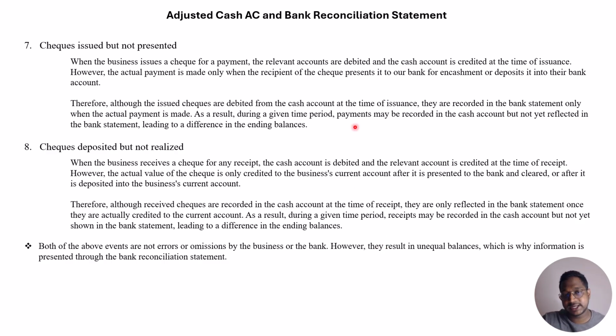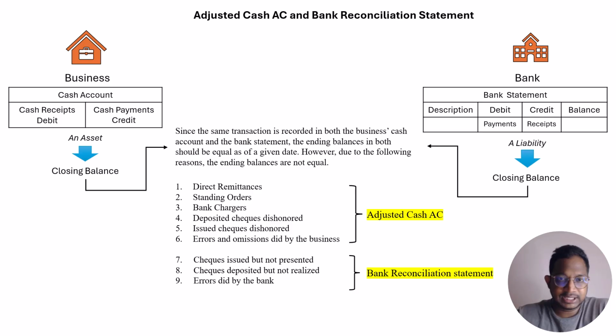Let's move back to the next slide. So here again is the first slide: cash account and bank statement. The closing balances should be equal to each other, but because of these reasons, they are not equal, right? We already discussed the reasons one by one: direct remittances, standing orders, bank charges, deposited checks dishonored, issued checks dishonored, and errors and omissions by the business.